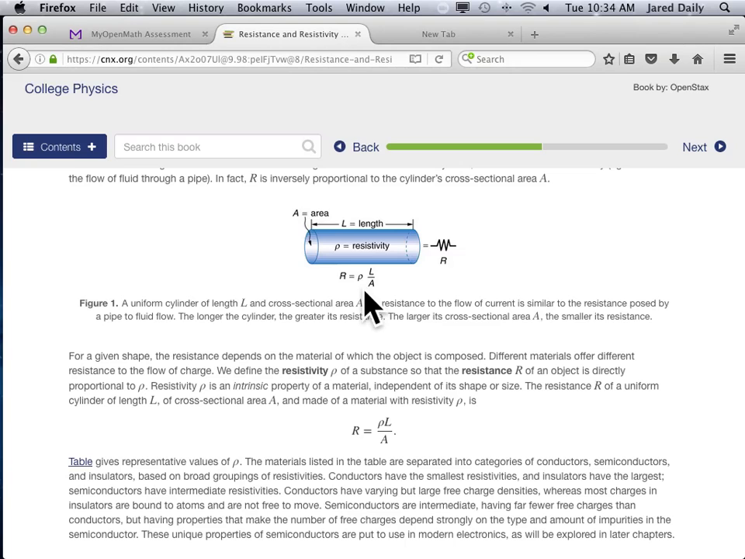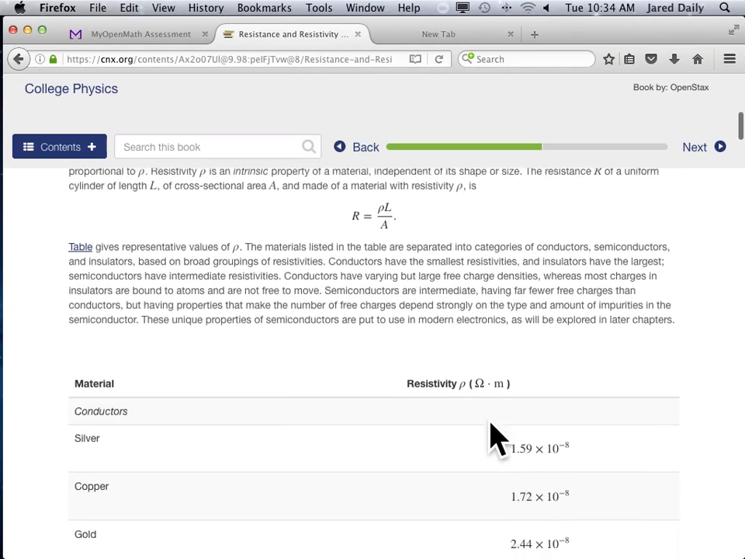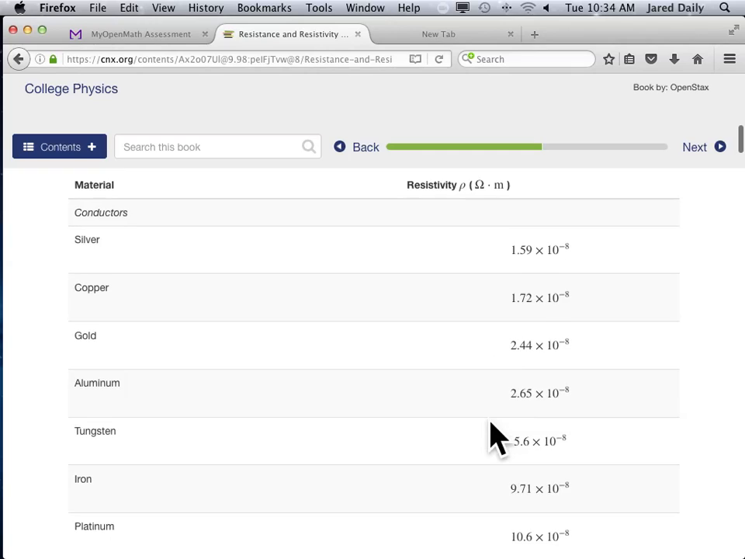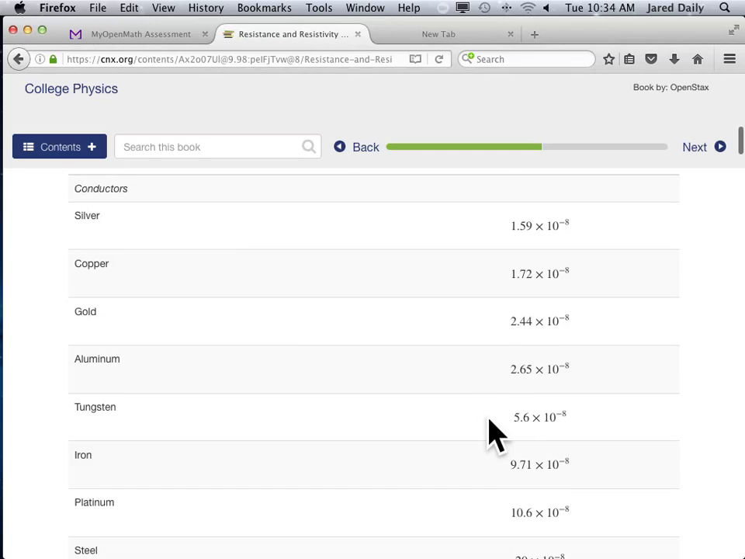So this equation helps you to calculate the resistance of a particular material if you know its dimensions and what it's made of. Here's a table of resistivities. I'm going to take a little bit of a break here, and I'm going to have you each pick a different material, and calculate the resistance of that material if it's a 1 meter long wire made of that material and 1 millimeter in diameter. Go.